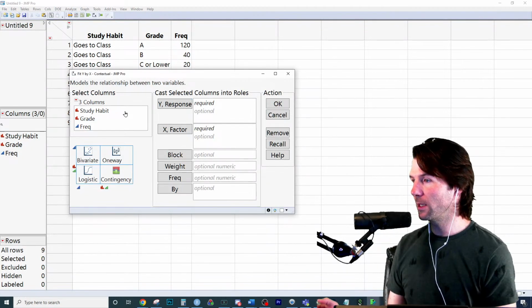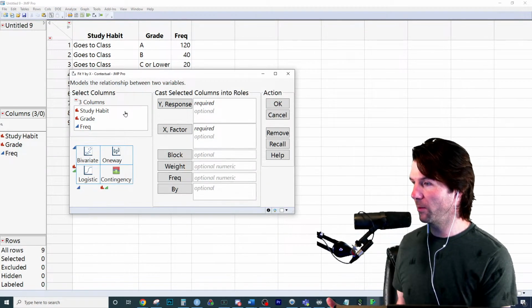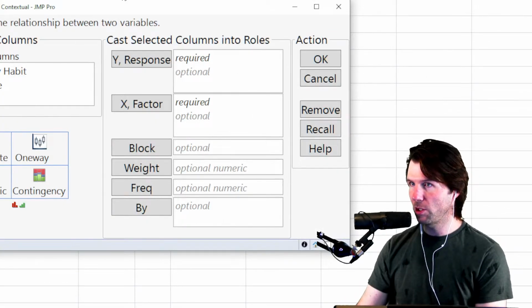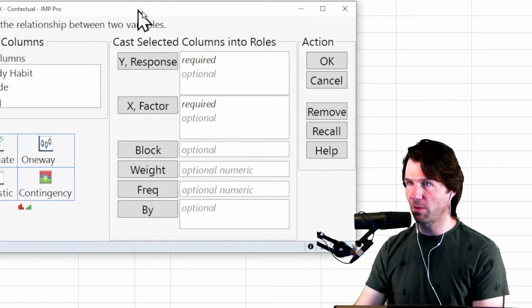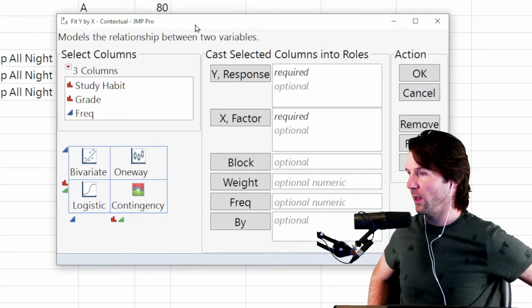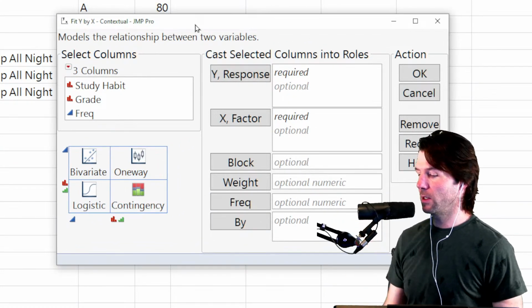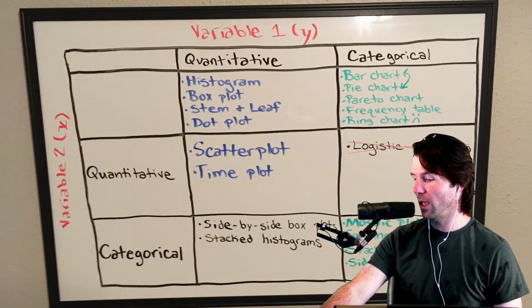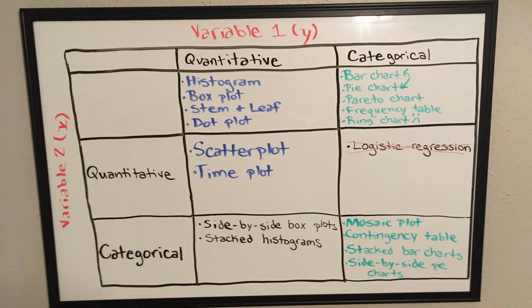A mosaic plot is the relationship between what variables? A mosaic plot, and you can see the colors here, is a relationship between what two types of variables? A mosaic plot is the relationship between two variables where both variables are what?